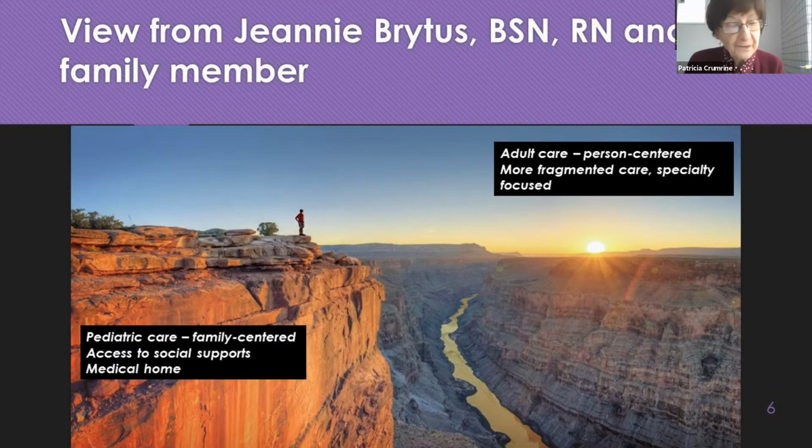This is a process that we begin at young ages for many families, and many families will start this process very early, even before adolescence. And I'd like to introduce Jeannie Brytus, who is a nurse clinical leader at Children's Hospital, but also the parent of a young adult whose epilepsy began at a very early point in life.